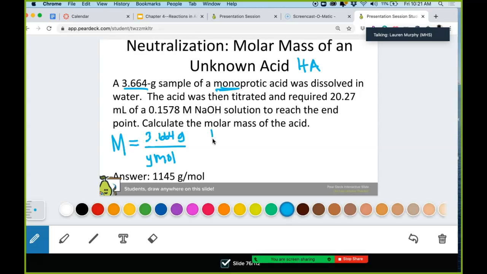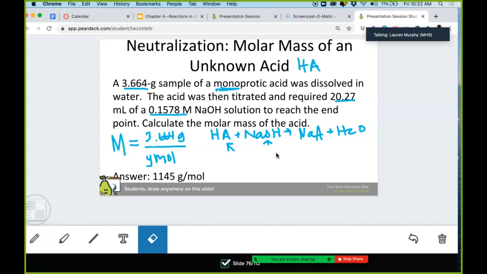So you can write out a generic chemical reaction of the acid reacting with sodium hydroxide to make salt, Na, and then some other thing, and water. And they do react in a 1-to-1 ratio. So if I know the molarity and the volume of base, I can get the moles of base, and then I can do mole ratios to get the moles of the acid. So let's do that. Molarity times volume is moles.